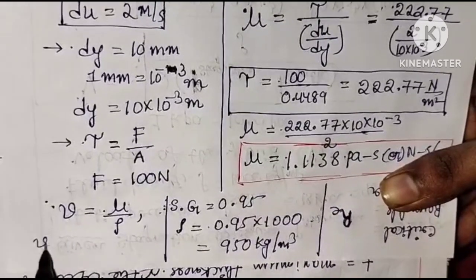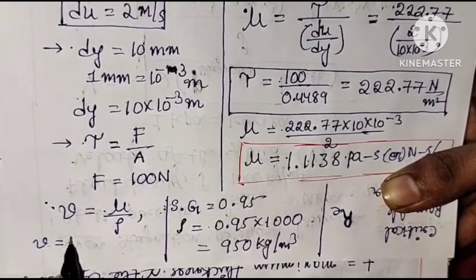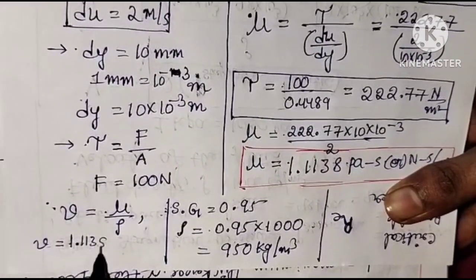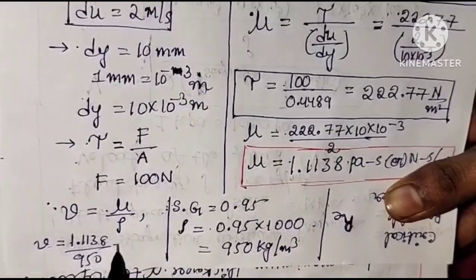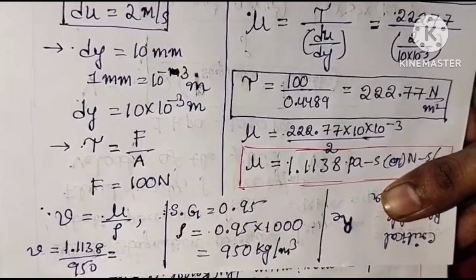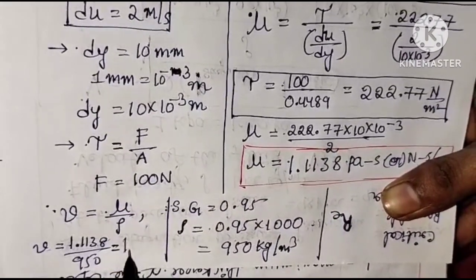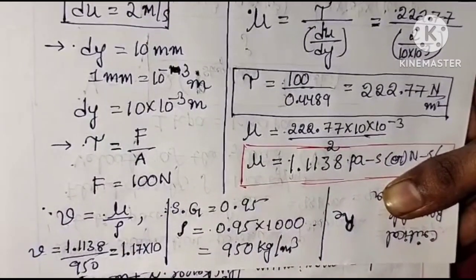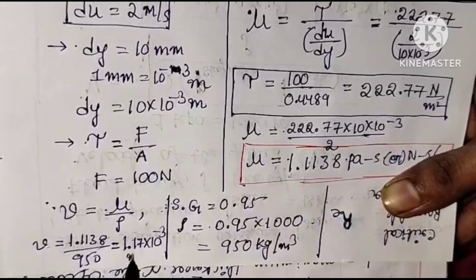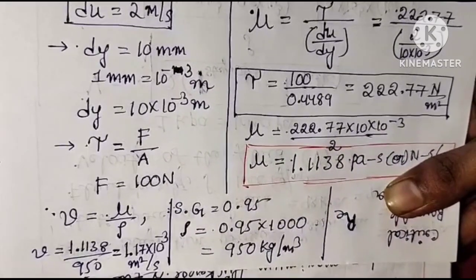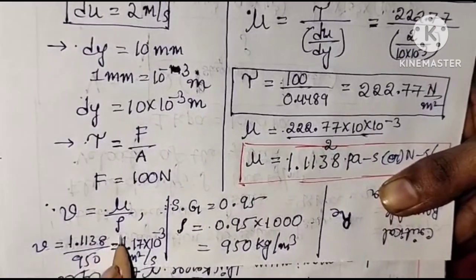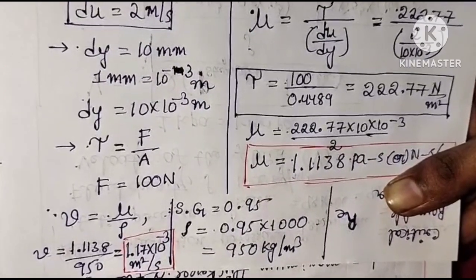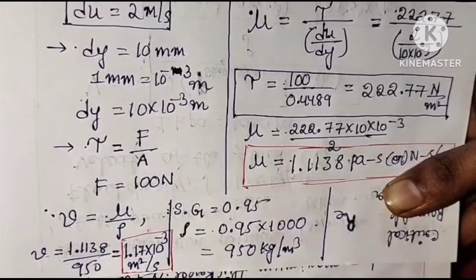Now kinematic viscosity is equal to dynamic viscosity 1.1138 by density 950 kg per meter cube. If you find the value of this, you will get 1.17 into 10 to the power of minus 3 meter square per second. Therefore kinematic viscosity of the given oil is 1.17 into 10 to the power minus 3 meter square per second. These two are the final answers.